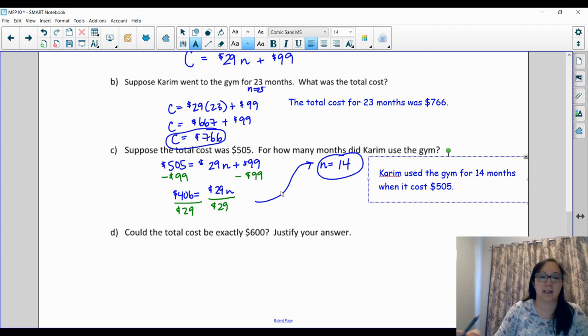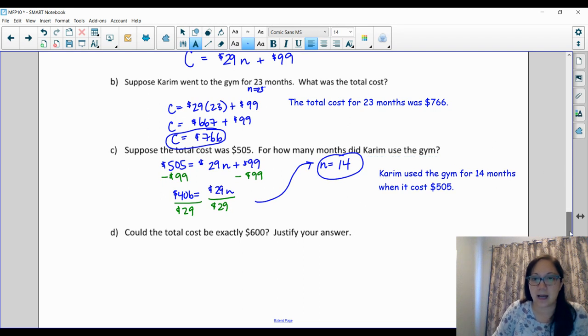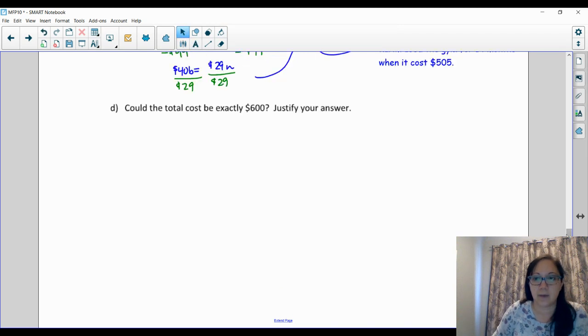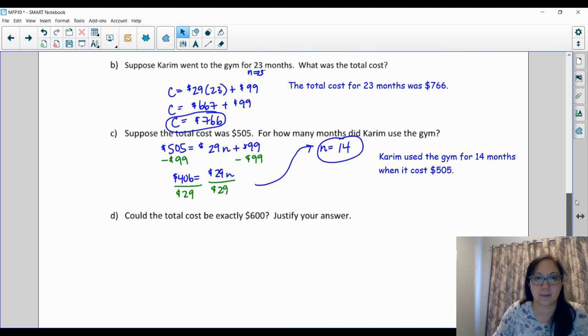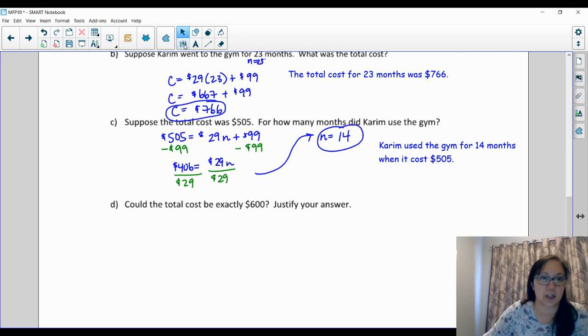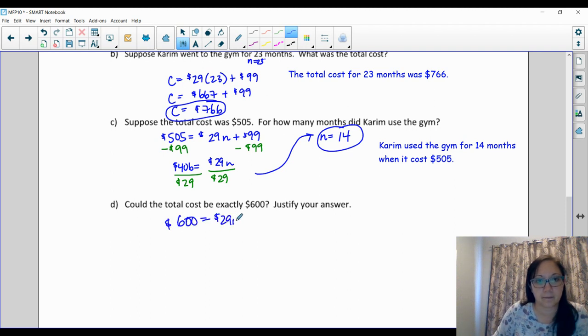Could the total cost be exactly $600? Justify your answer. Okay, so we're going to need a because here. Well, let's see what happens if we put in $600. Does it work out to be a whole number of months or a decimal number of months, I guess is the question. So we're going to do this very similarly to how we did part C. It's just we're going to put in 600 instead of 505. And we're going to see if we get a whole number answer or not. So same thing, I'm going to subtract $99 from each side.